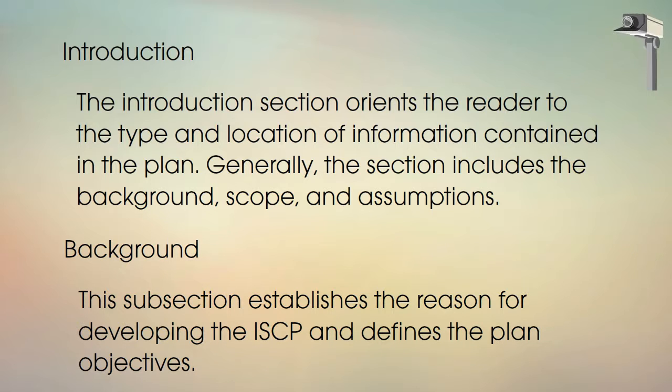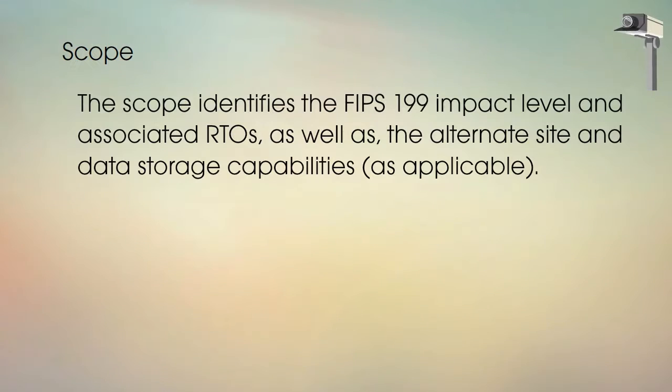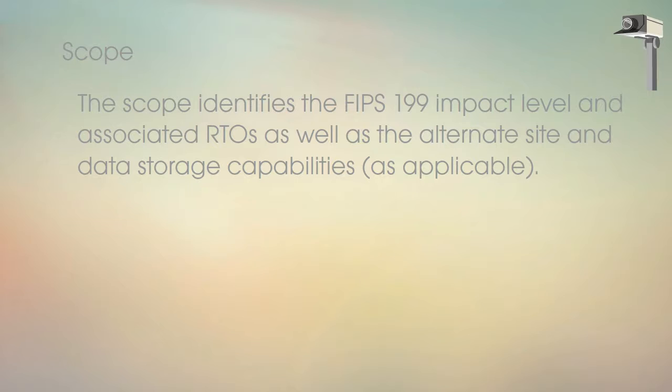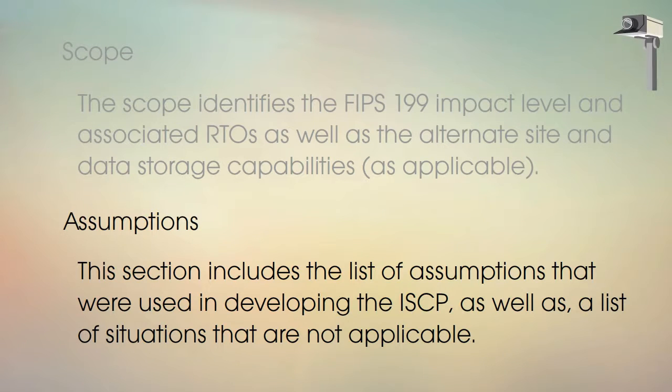Background. This subsection establishes the reason for developing the ISCP and defines the plan objectives. Scope. The scope identifies the FIPS 199 impact level and associated RTOs, as well as the alternate site and data storage capabilities as applicable. Assumptions. This section includes the list of assumptions that were used in developing the ISCP, as well as a list of situations that are not applicable.